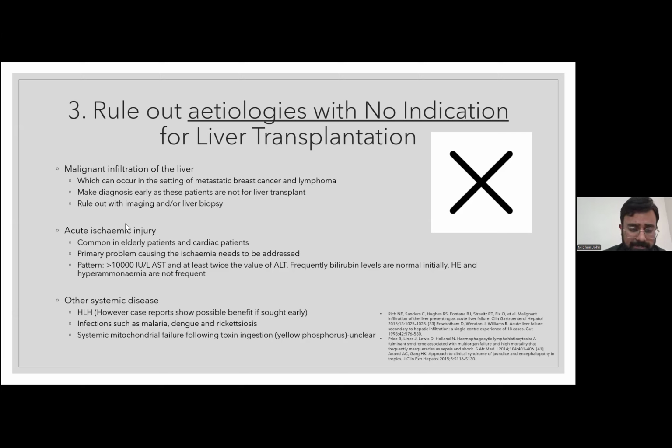correct the hemodynamics. Other systemic diseases that were mentioned as not indications for transplant are HLH. However, some case reports do show that there are possible benefits if sought out early. However, more studies were needed to back that up. Infections such as malaria, dengue, and rickettsiosis. And then in situations where there's yellow phosphorus toxin ingestion. However, having said that, they also do say that this information is unclear as well.